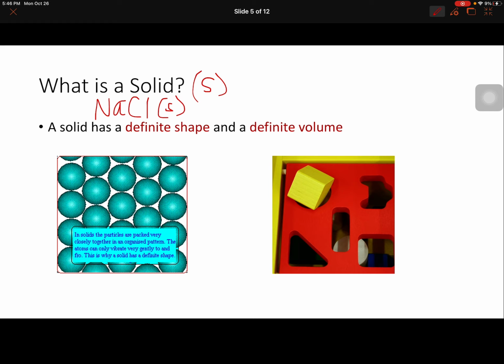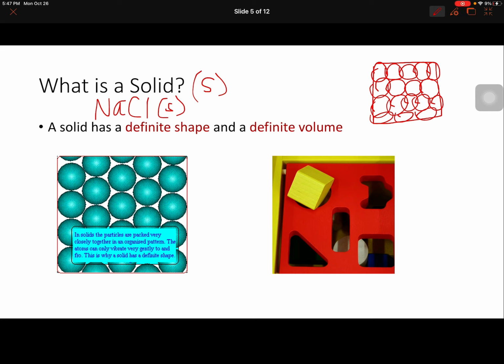By the way, to draw the particle diagram, first you make a box. And you want to make sure the particles are as jam-packed together as humanly possible. And that would be your particle diagram for a solid, which you might be asked to draw. Hint, hint.